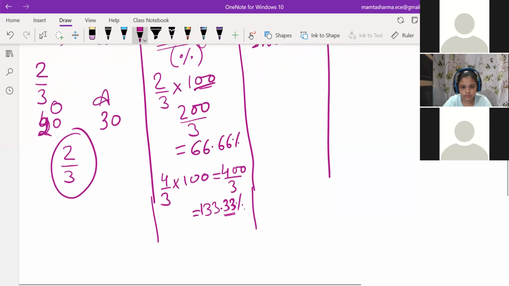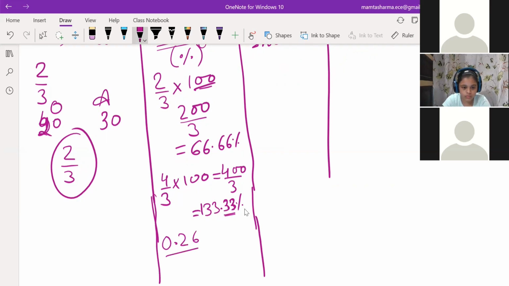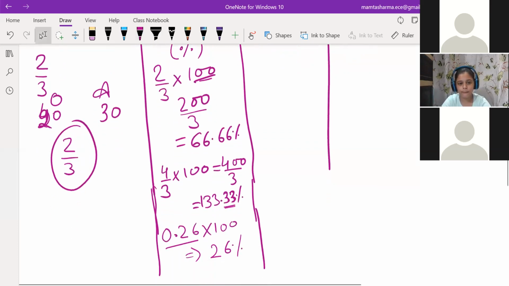Clear? How would you convert any number into percentage? Just multiply that number with 100. If I say I am having 0.26, how would you convert this number into percentage? Multiply it with 100. So this would be 26%. Clear, Ananya? Clear, ma'am. Yes. Now we will see.